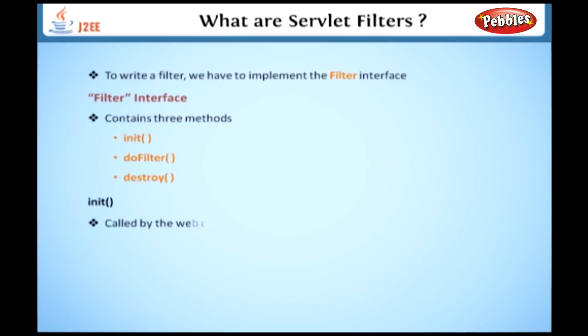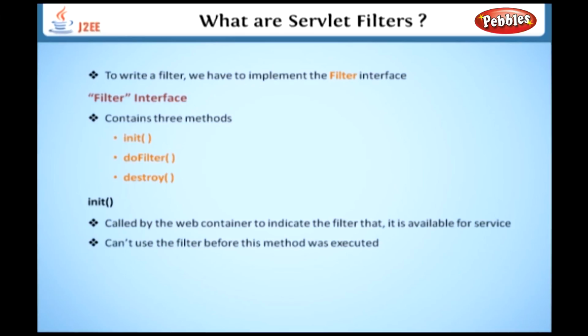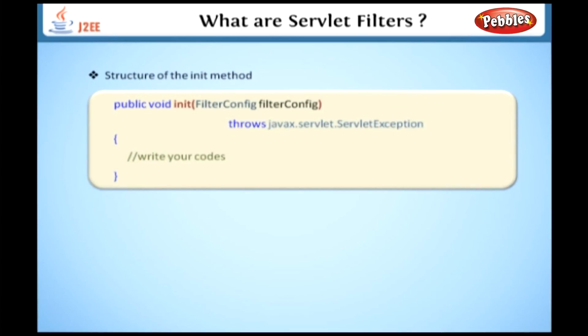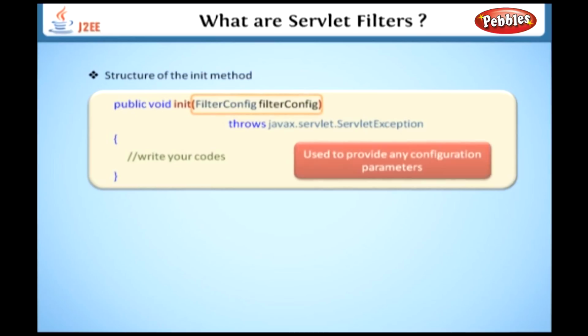The init method is called by the web container to indicate to the filter that it is available for service. We couldn't use the filter before this method was executed. The structure of the init method will be like this. Here we have the object of the FilterConfig interface as a parameter. It is used to give any configuration parameters.